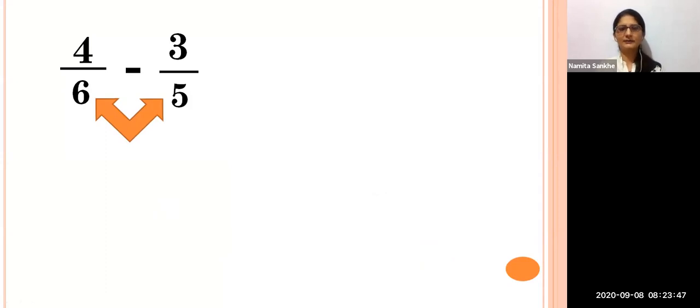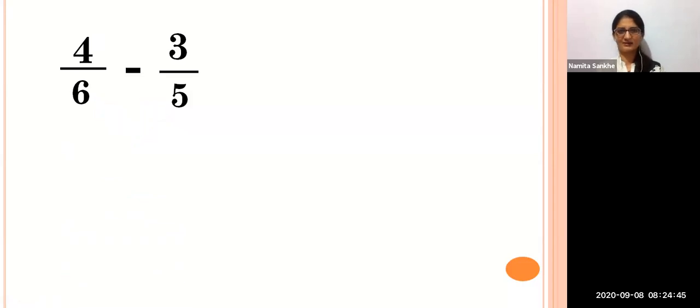So just think of the multiples. What are the multiples of 6? Who will tell me the multiples of 6? Can you say the table of 6? I want multiples of 6. 6 ones are 6, 6 twos are 12, 6 threes are 18, 6 fours are 24, 6 fives are 36.